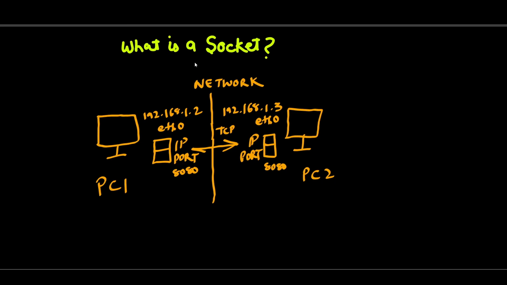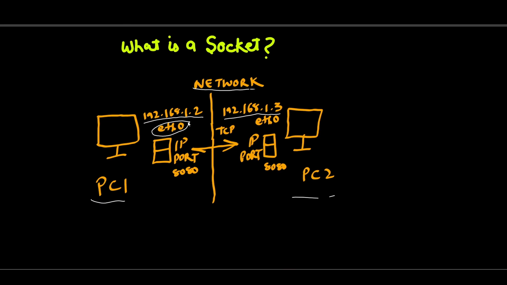For example, we have this network over here. We have two PCs, PC1 and PC2, and these are on different networks. This is the boundary line of the network. Our first PC has the IP 192.168.1.2 and our second PC has the IP 192.168.1.3. PC1 has an interface, eth0, through which your network packets will go out to communicate with the other side.